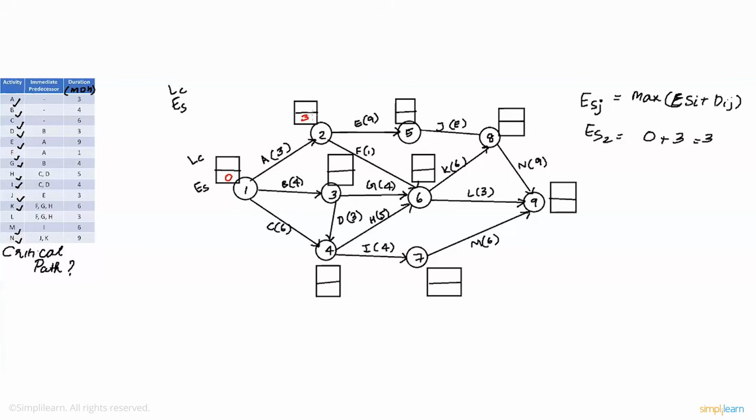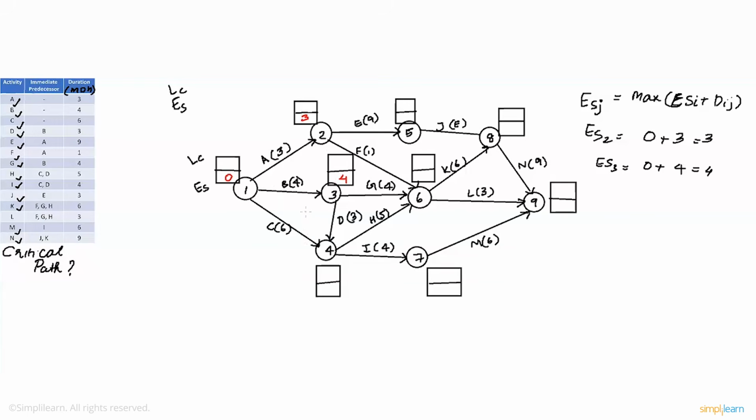Let's have a look at node number 3. Here, the earliest start time for node number 3 is 0, the earliest start time of the previous node, plus 4, which is the distance, which equals 4. Let's put that down here. So that's 4.